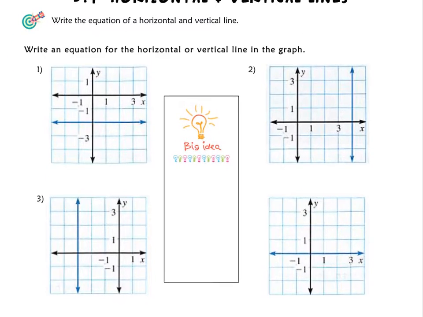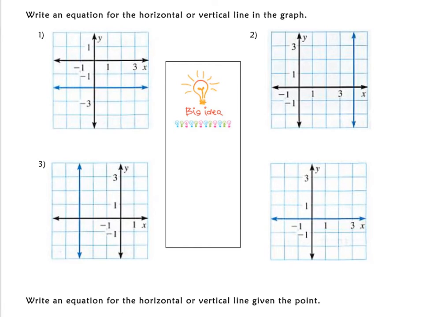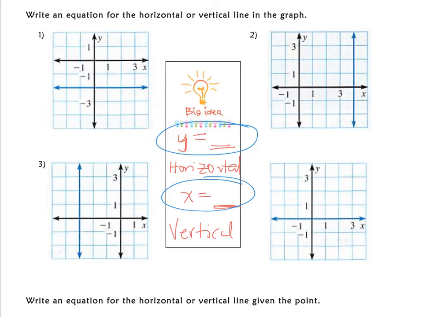In the middle of the page, I put a big idea as we're going through these. We've got 4 different types of graphs here. One big idea to keep in mind is that an equation of the form y equals a number, where that number is wherever the graph crosses the y-axis, is for a horizontal line. Then you have the equation x equals, which will be where it crosses the x-axis, and that is for a vertical line. So 2 big ideas for today: we're going to use either y equals or x equals.